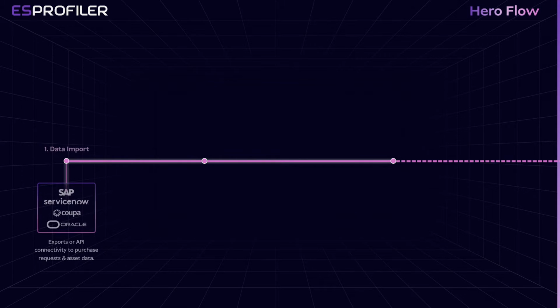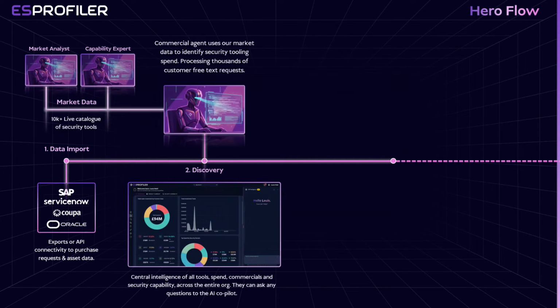We can now come into an organization, we can take an export of things like purchase requests and asset informations, throw that into ESPROFILER, and our intelligence will rip through it to figure out actually what the organization has. This is a huge data cleanup exercise. Solving problems like legacy entries in asset inventories, duplication, things like that.